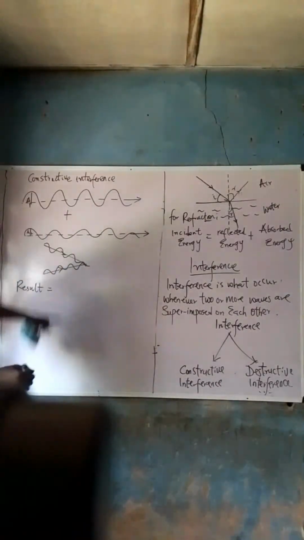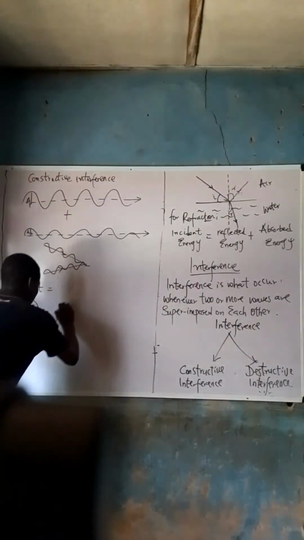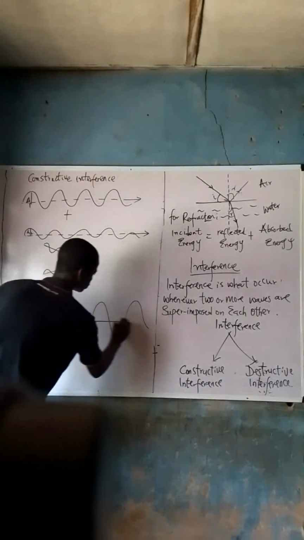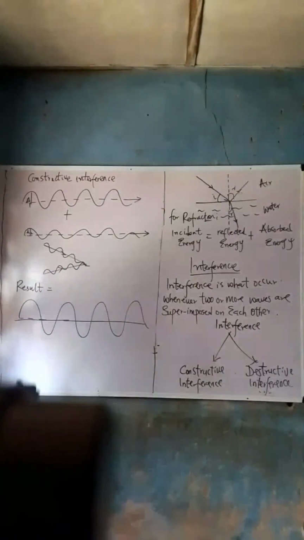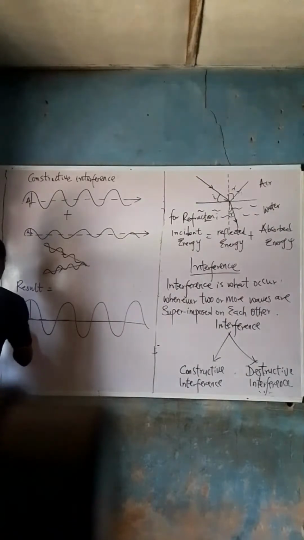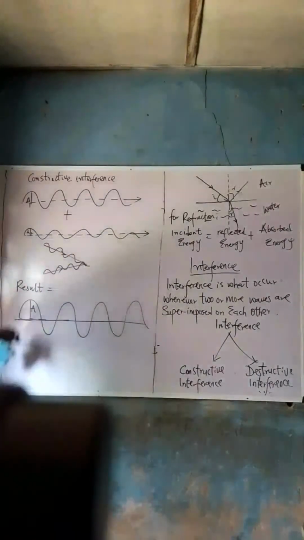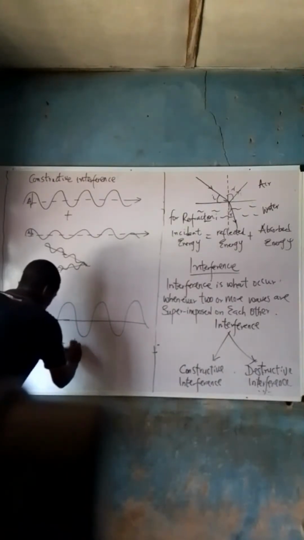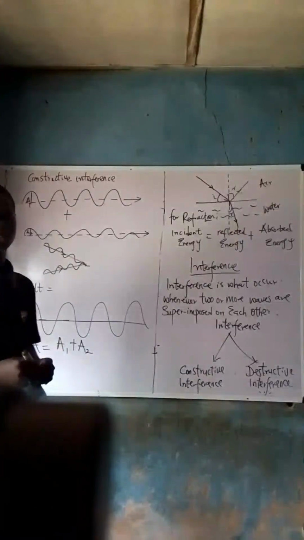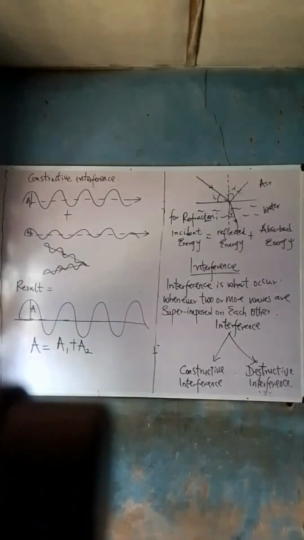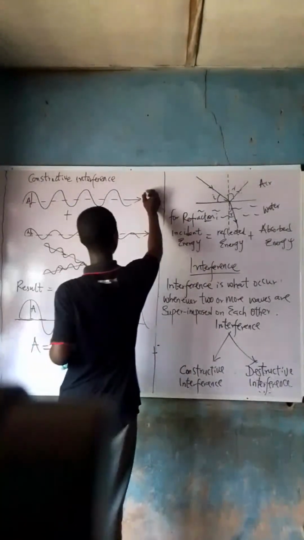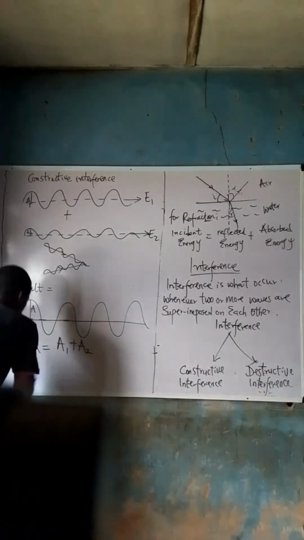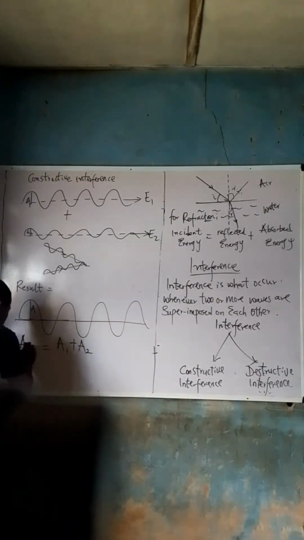How will it look if this and this superimpose on each other? It will become something like this. Alright, let's get this straight. If you check, there will be a new amplitude here. This new amplitude, A, is equal to A1 plus A2. Get that straight. They were of different amplitude and different energy. This wave was carrying energy 1, this one was carrying energy 2. For the resultant, let's call it A final and E final.